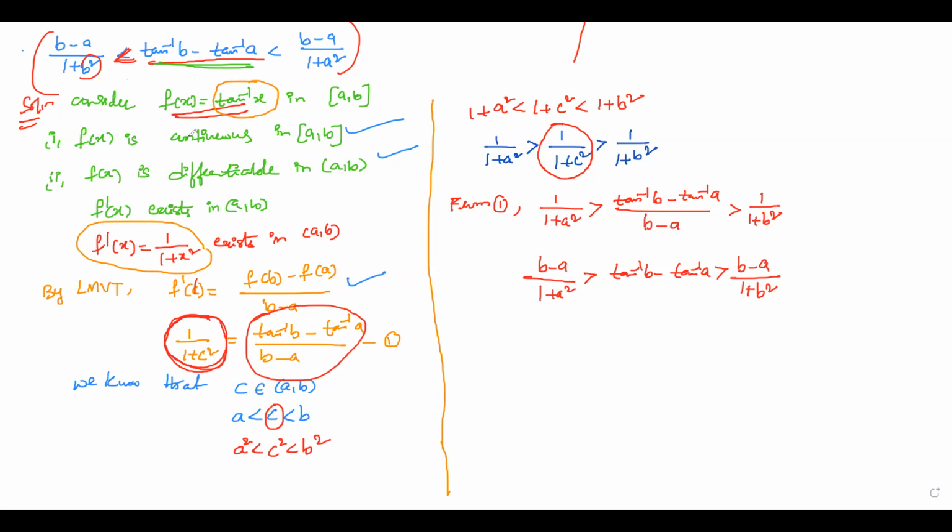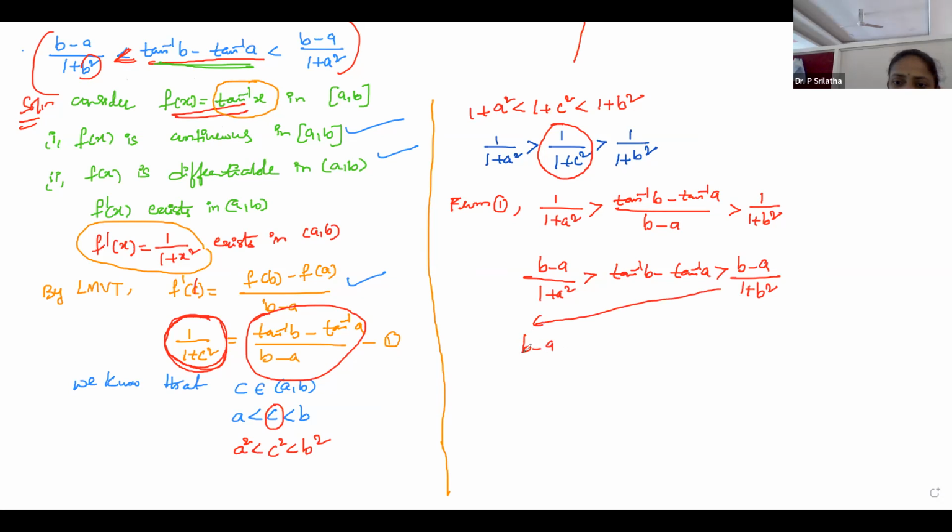Multiply with minus. If not, you can take it in the reverse order, either way. So if you take it in the reverse order, that will be b minus a divided by 1 plus b square is less than tan inverse b minus tan inverse a is less than b minus a divided by 1 plus a square. If you take it in the reverse order, the sign will change to the opposite direction. Okay, so is this in the form of the given question?